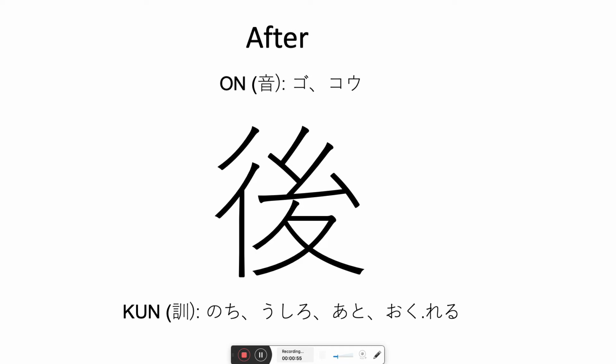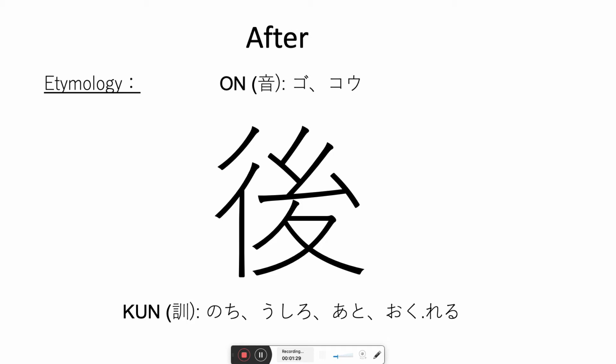Now, the kun readings, however, ato is going to be used where it's most of the time used by itself. We, of course, have nochi, ushiro, ato, and okureru, to be late. Now, or to be after something technically as well. The difference between these is very, very slight. So we have nochi, which something happens immediately after something else. We have ushiro, which is a physical behind something. And then ato is the more common after, which can be used for physical and temporal locations of after. And then okureru would be the verb, but we rarely see the verb in this form. It's mostly going to be used in conjunction with other symbols.